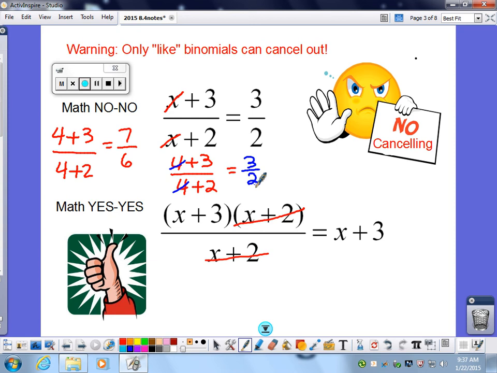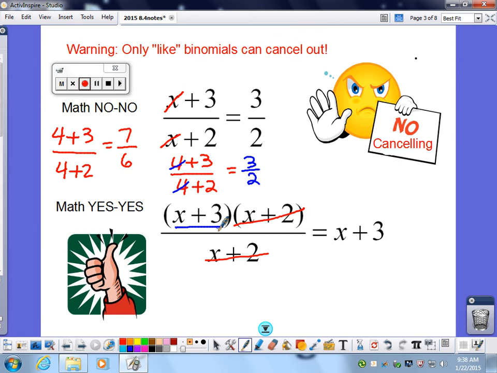So let's look at a math yes, something that does work. Once you have your factors, you treat this as a single factor. They're connected together. They cannot be separated. So here if we have x plus 3 times x plus 2 over x plus 2, x plus 2 over x plus 2 is equal to 1, so that's why it divides out. It's a multiplicative identity. Therefore, it leaves you with x plus 3. So please watch out for that math no-no, because it will never get you the right answer.